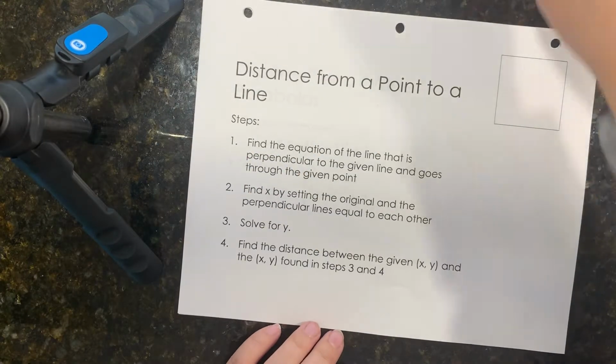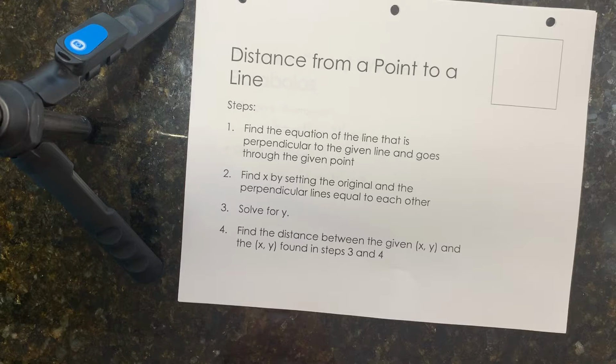So the distance between a point and a line, there are 4 steps we are going to follow. And the first one of these steps is going to be to find the equation of the line that is perpendicular to the given line and goes through the given point. So they're going to give you a line. You have to find the perpendicular to that line that goes through another point that they give you.